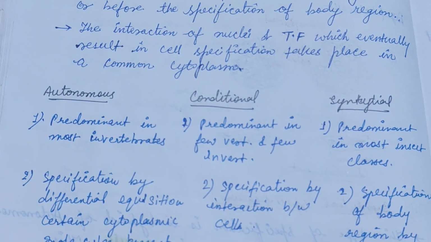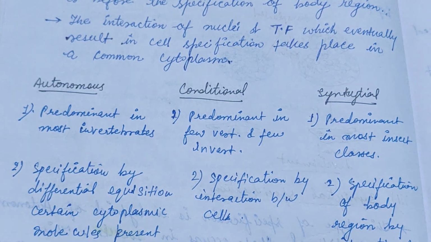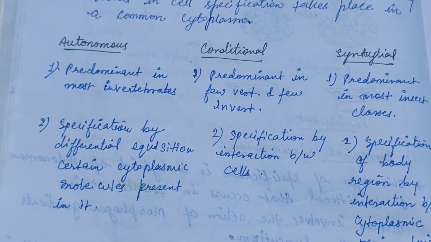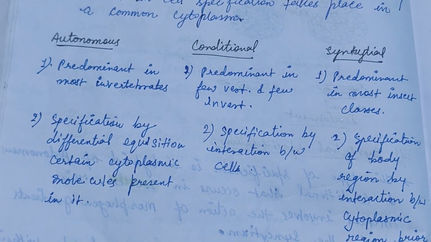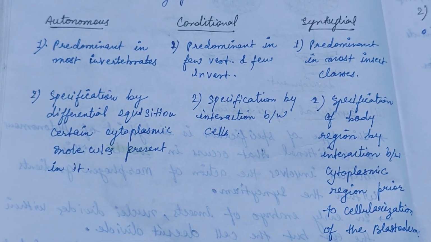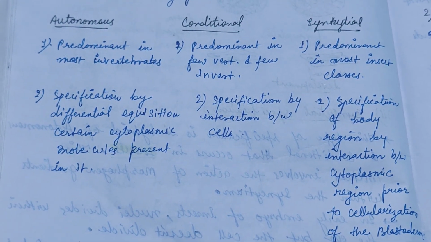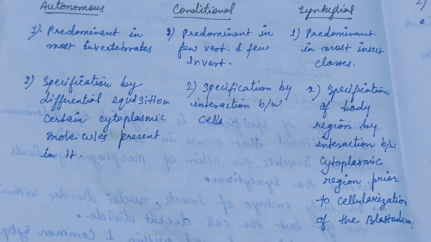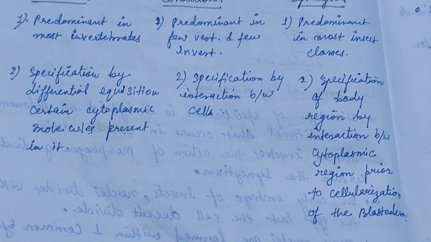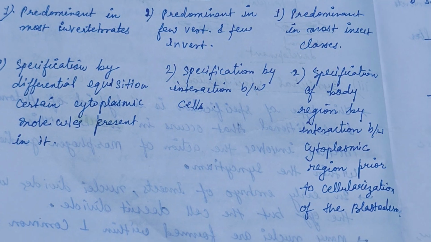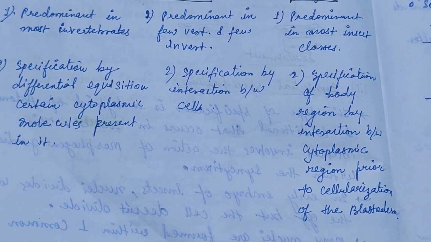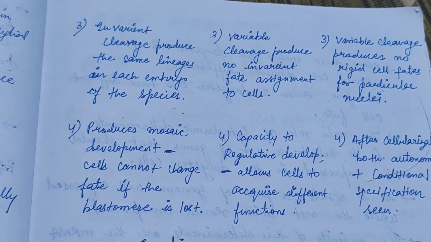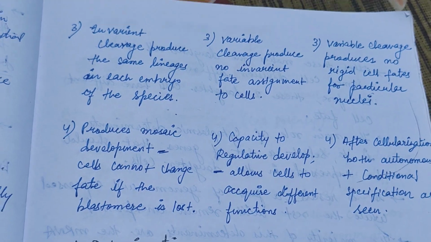The interaction of the nuclei and the transcription factors, which eventually results in cell specification, takes place in a common cytoplasm. There may be autonomous, conditional, and syncytial differences among them. In autonomous specification, the specification is by differential acquisition of certain cytoplasmic molecules present in it, whereas conditional specification is by interaction between cells, and syncytial specification of the body region is by interaction between cytoplasmic regions prior to the cellularization of the blastoderm. So here are some more differences among the autonomous, conditional, and syncytial specification.